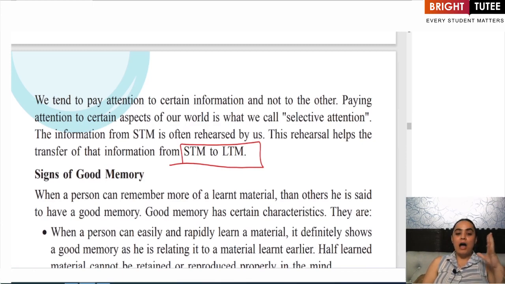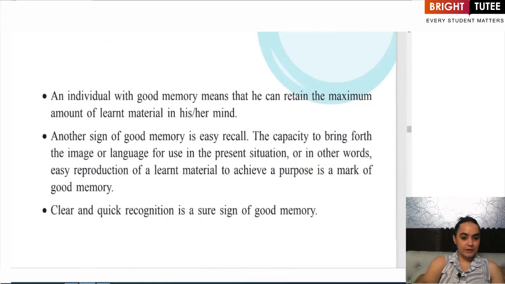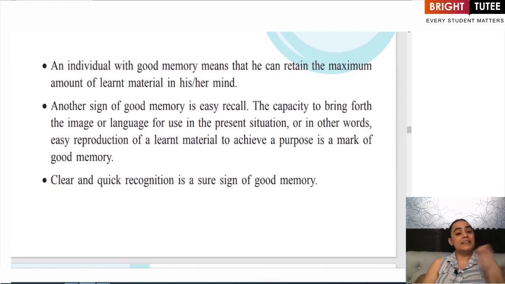Okay? Now, how do we know that a person has a good memory? What are the signs that will help us think of a person possessing a good memory? When a person can easily and quickly learn something, that shows that the memory of a person is very good. Something which is not learned entirely will never remain in your brain longer. So if something is learned by you as a whole, rapidly and quickly, that means you have a good memory. It is a clear sign of that. Somebody who can retain the maximum amount of the information they have gathered, they are able to keep it in mind. Again, that shows that the person has a good memory.